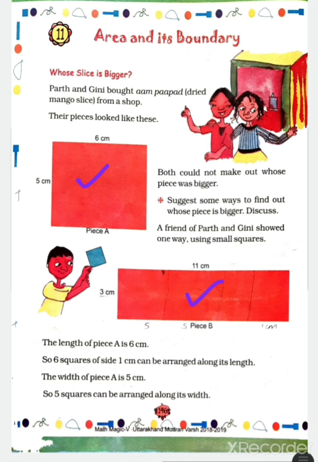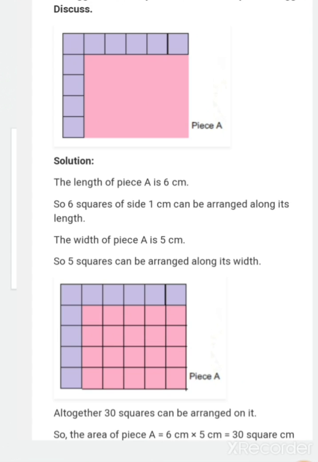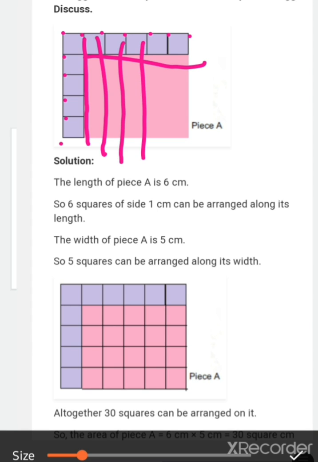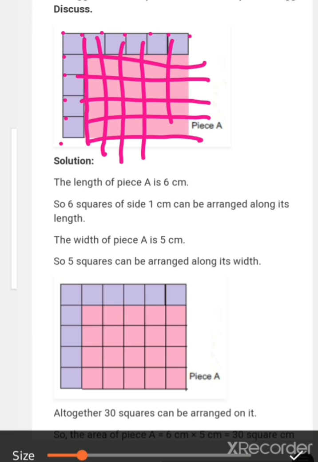Yes, we can help them. How can we help them? We can help them by drawing the lines. First of all, we will draw 1 centimeter gaps on this line using your ruler, and on this side also 1 centimeter gaps, and here also, on all the sides, and join them. Draw them properly and join them.